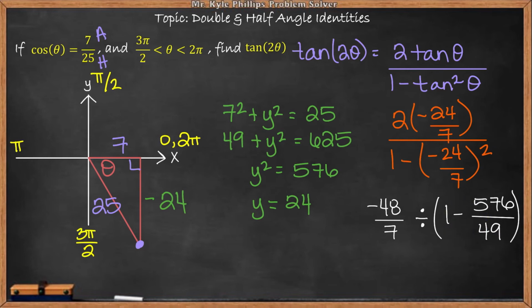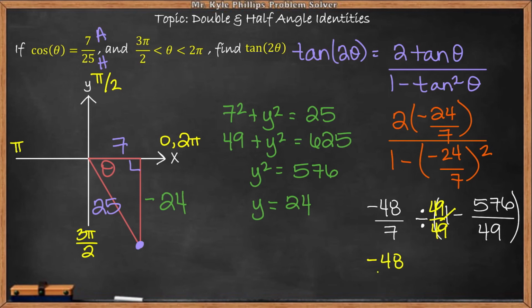So here we're going to need common denominators. So we know that 1 can just be rewritten as 49 over 49, or if you have a calculator handy, the calculator will just do this. So if I said 49 minus 576, I'm going to get negative 527. So what I have here is negative 48 over 7 divided by negative 527 over 49. Here, you're in pretty good shape to type this in on the calculator. So if I have 48 over 7 and I divide this by negative 527 over 49, I'm going to get 336 over 527.